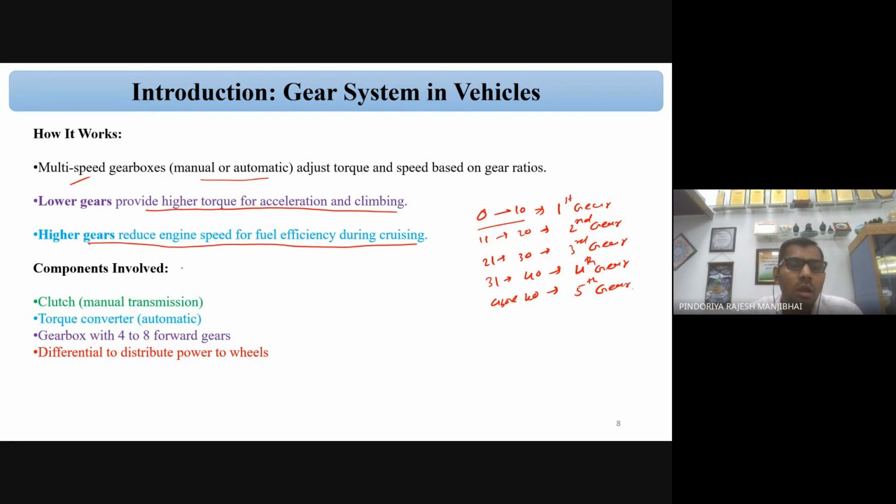Components involved: clutch, in a manual transmission, and torque converter, in an automatic transmission system. Gearbox with 4 to 8 forward gears. So minimum is 5 and maybe 8, but till now I have seen a total of 6 gears, though some vehicles have 8 gears. Differential to distribute the power to the wheels, so we can drive our vehicle.